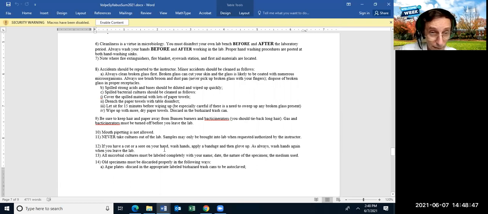So nothing really is brought into the lab, and certainly nothing's ever taken out. If you have a cut or an open sore, you should wash your hands and then put on a Band-Aid. We have Band-Aids in the lab, and then put the glove on top of the Band-Aid. All cultures should be labeled completely with your name, the date, the name of the specimen, the medium, and optionally the temperature can be added. We'll talk about that more in the lab specifically.